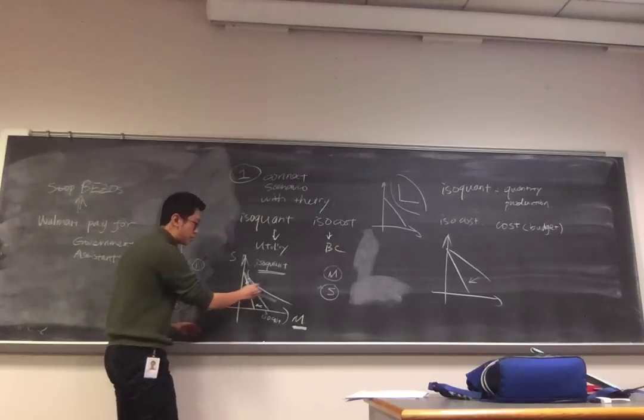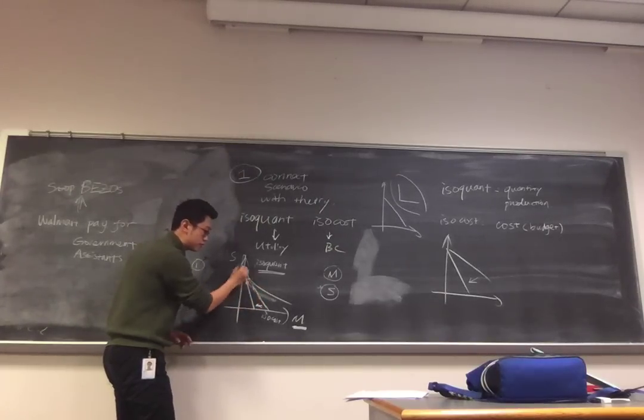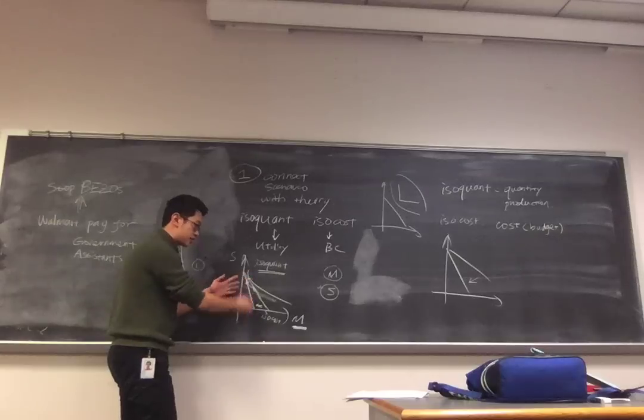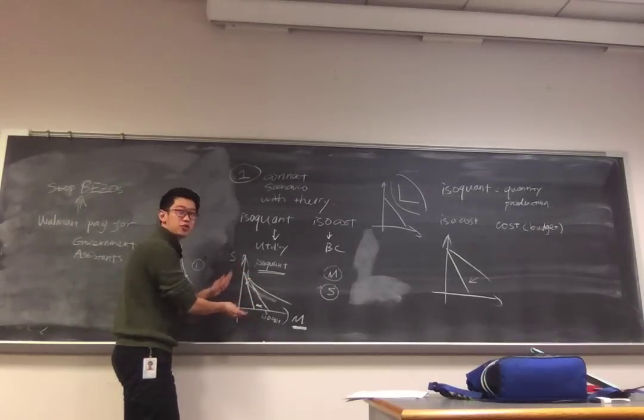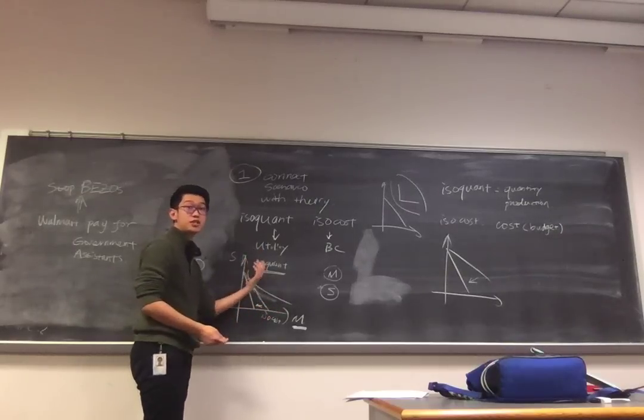If we want to produce the same amount, meaning we want to reach this level, we still want to reach this level. We have to move this budget constraint, the iso-cost. This is a budget constraint. Move this out to be tangent to here.